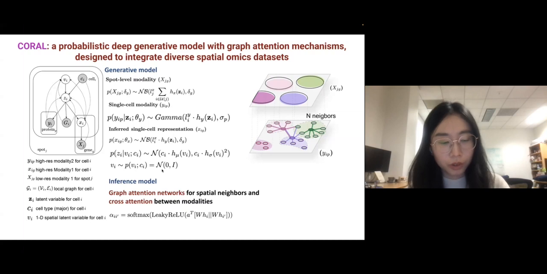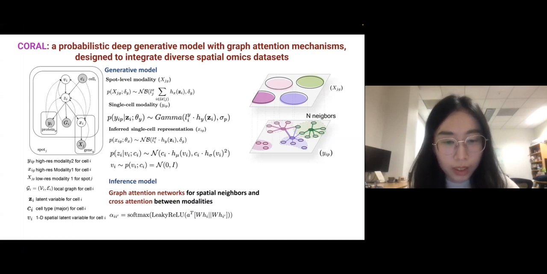So we have two tricks in the inference model. One is the graph attention network, where we are trying to understand how the spatial neighbors interact with each other. And we have cross attention that tries to capture the modality differences.